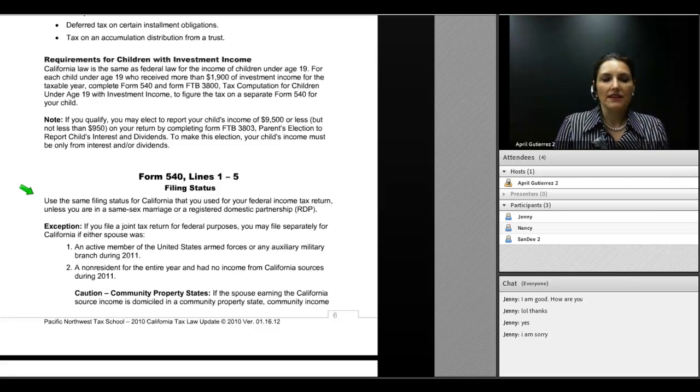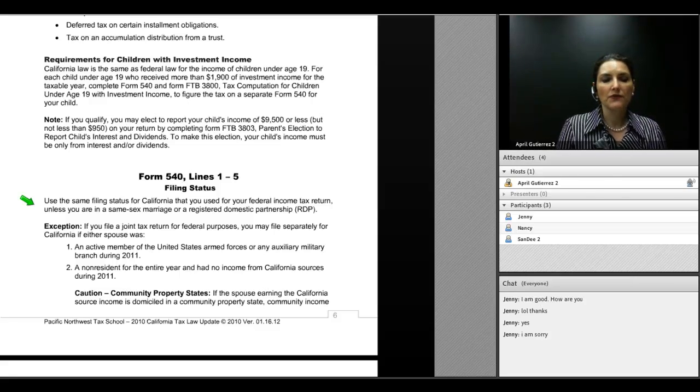And moving on to the next part of the tax return, we're looking at filing status. As a general rule, you use the same filing status on your California return that you use on your federal return. So whatever filing status you choose for the federal, you're generally supposed to use the same filing status for California. And of course, there are 2 major exceptions.